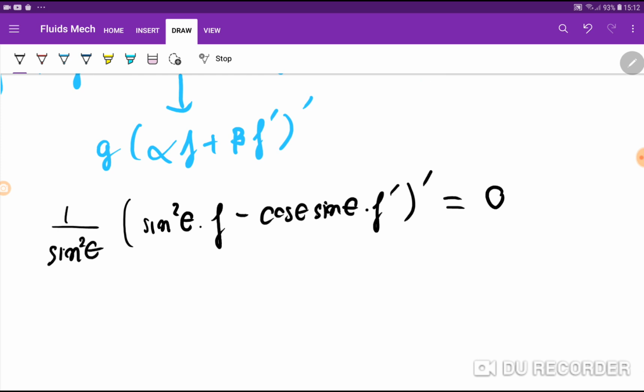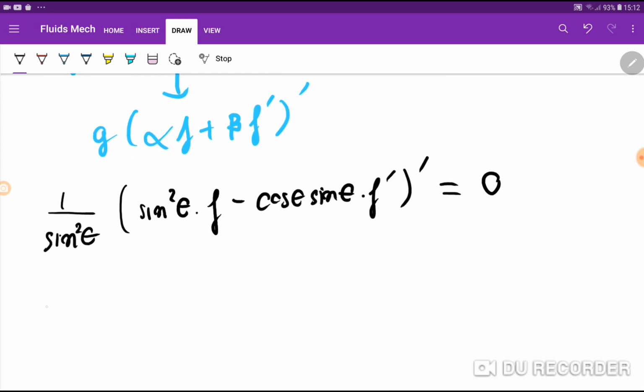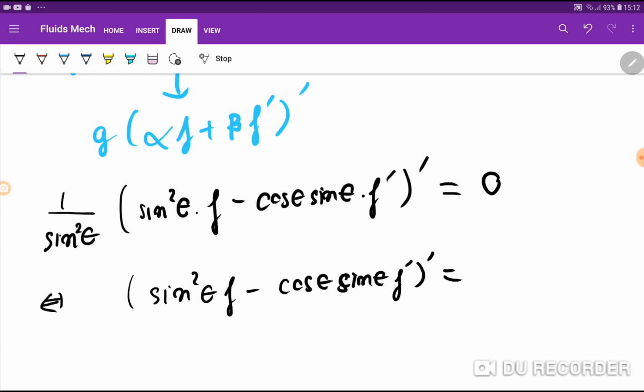Okay, now we're gonna solve the differential equation. We have already converted it to something simpler. You see, now it's just first order. So I'm gonna go ahead and multiply both sides by sine squared. So this sine squared will cancel out. This derivative remains intact. We didn't touch it yet. And 0 times sine squared is also 0.